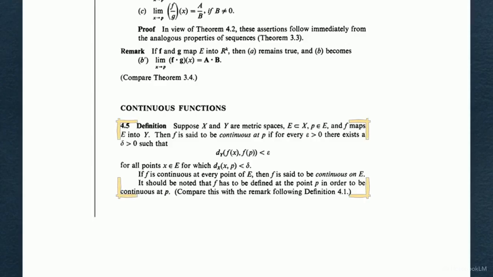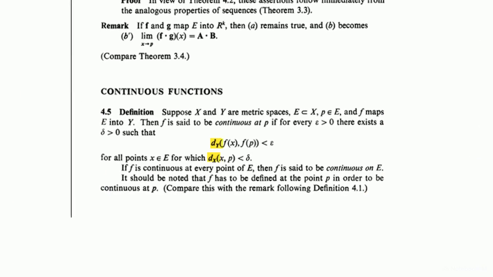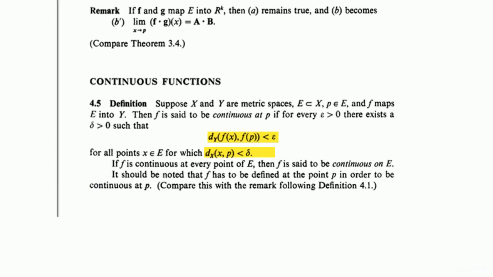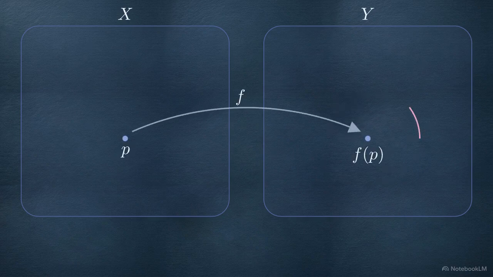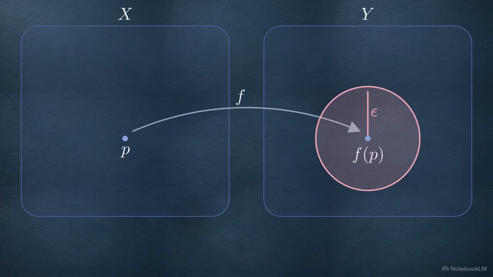Walter Rudin provides that exact standard in definition 4.5. The core of this definition relies on an epsilon-delta relationship to prove whether a function is truly continuous at a specific point. Let's look at how this plays out between two metric spaces, x and y. We pick a point P in x, which maps to a value in y.